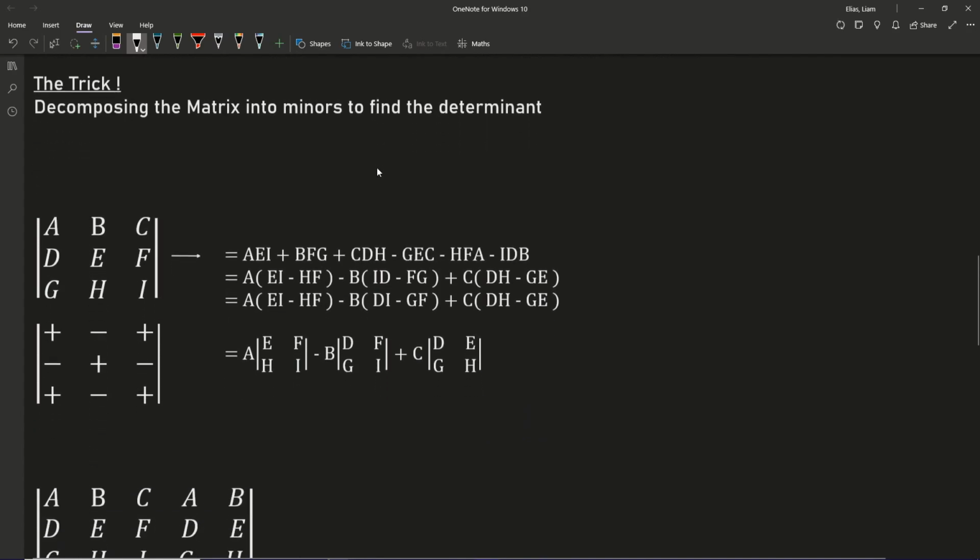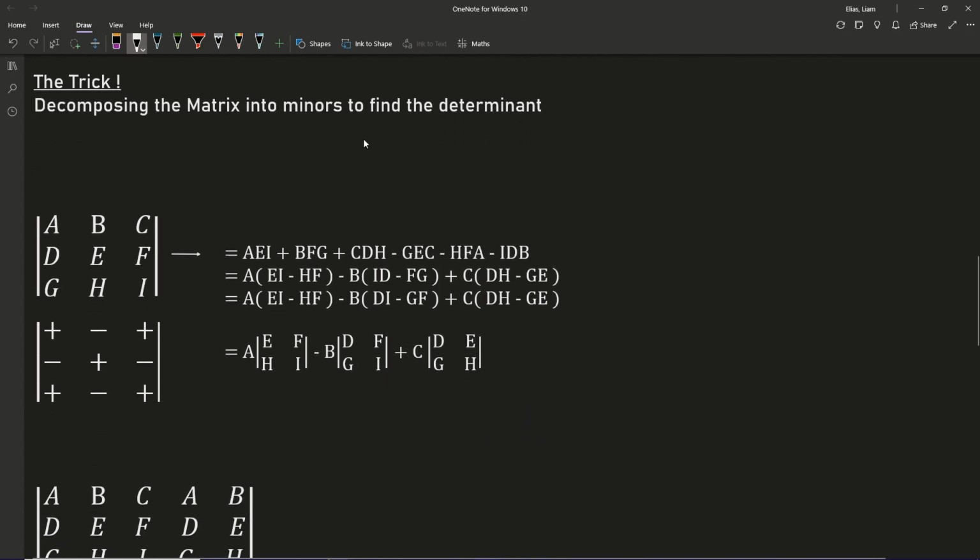So now we'll look at a trick for doing these 3 by 3 matrices a lot easier than doing it that way. So the trick is what we call decomposing the matrix into minors to find the determinant. So you'll see if we do how we were doing it up there, a times e times i, we'll get this as our first term, and so on. Just exactly as I showed you previously, we'll get all our terms here, and we end up, whoops, that's not where I want to put that.